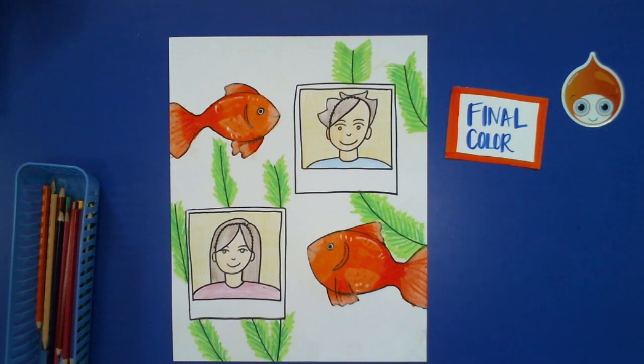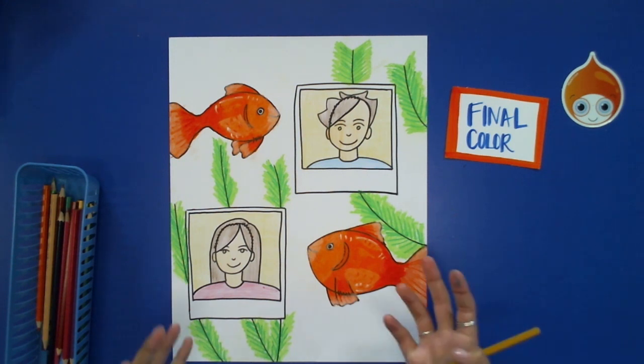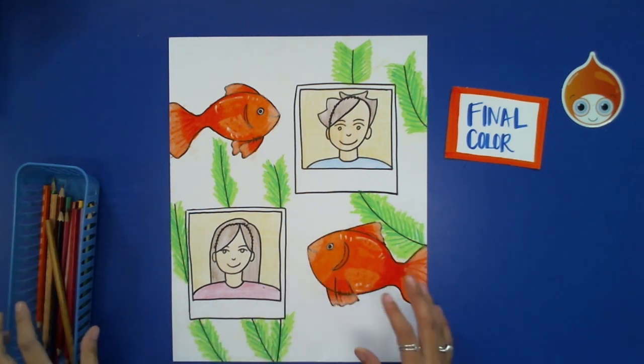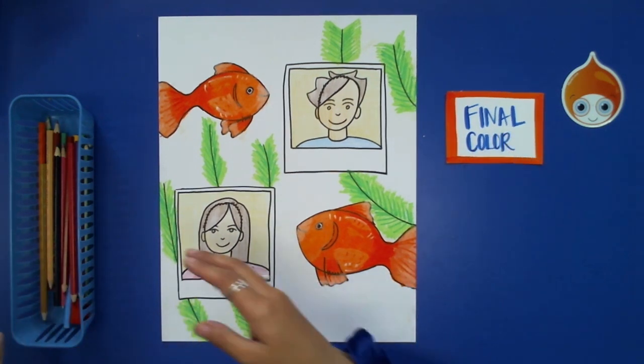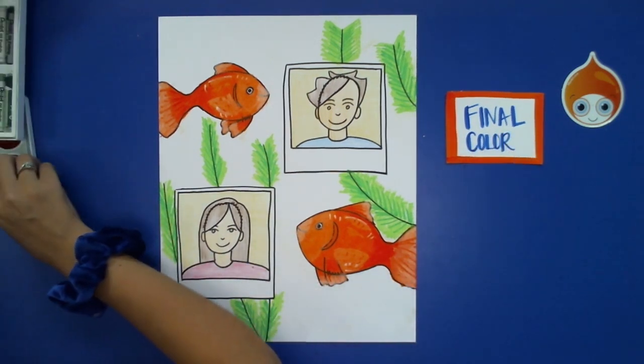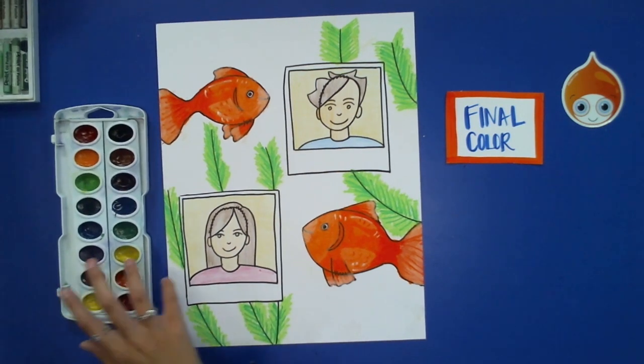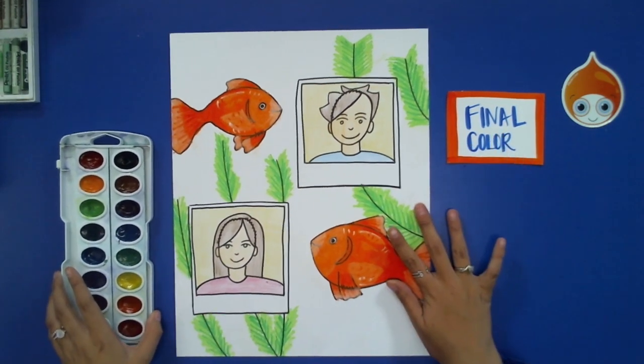Alright, once you're done coloring in the background and the people, again keeping the border of the Polaroid white, all that's left is to do the background. We're going to be doing our background with watercolors, so you can get that out.